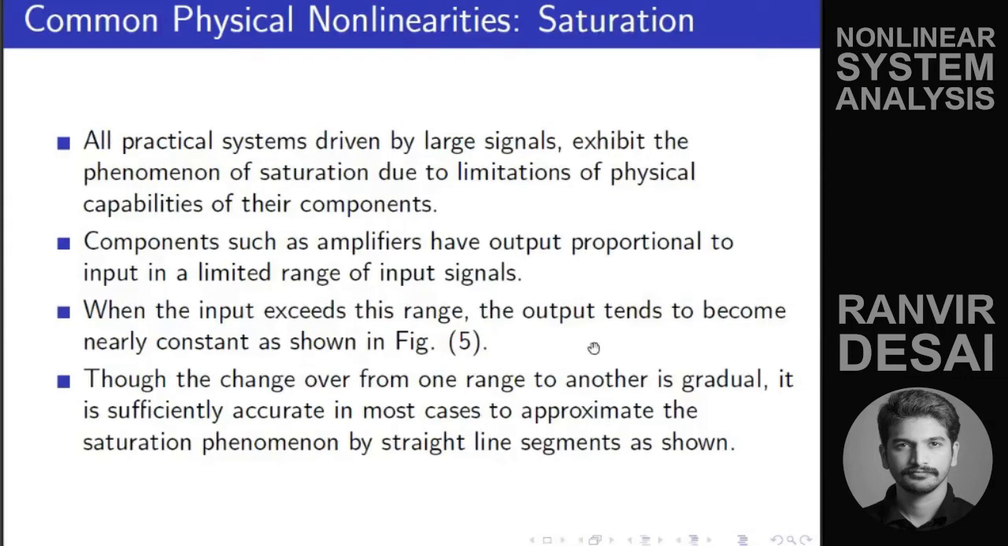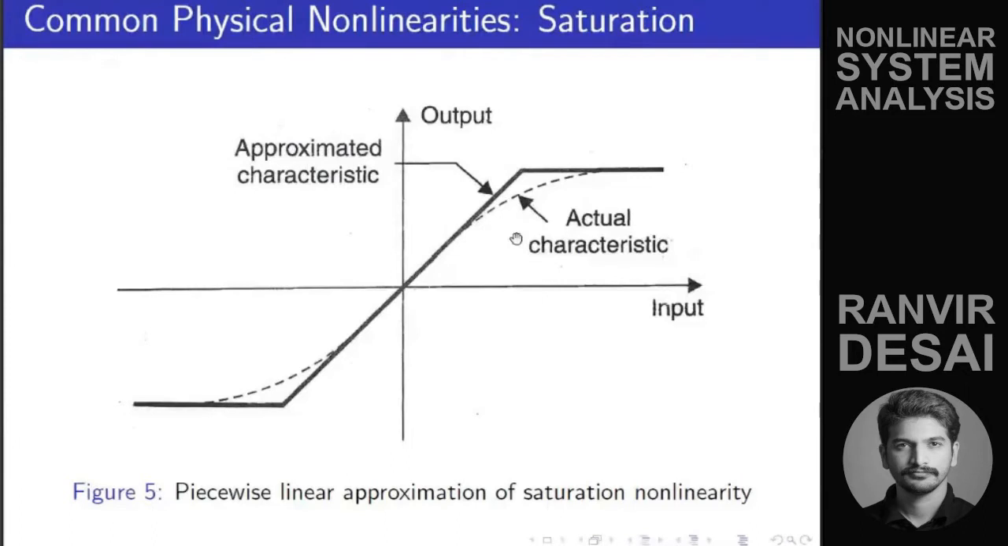Though the changeover from one range to another is gradual, it is sufficiently accurate in most cases to approximate the saturation phenomenon by straight line segments as shown. See here, the actual characteristic of the system is shown by the dotted line. As it goes towards the limit, 10 volt in our case, it becomes flat. Any amount of input that you increase here, you will get the output at this same point. So you can say that this is a saturation function. Now, the slope of this graph is nothing but the gain of that amplifier or gain of that system.